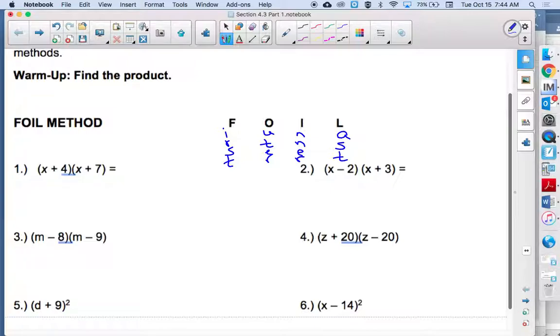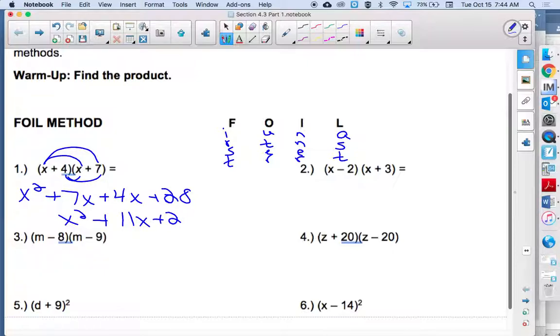So Dimitri, for number 1, if we multiply our first terms, what do we get? X squared. And then the outer terms, 7x and 4x, and then 20, and then 28. Are there any like terms to combine? 7x and 4x, which would be 11x. Right. And then you get 28.